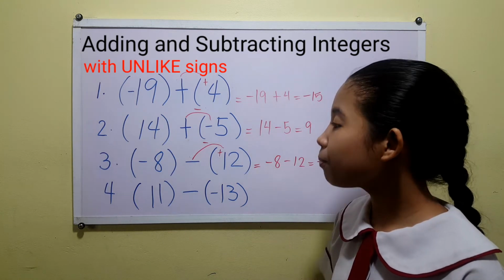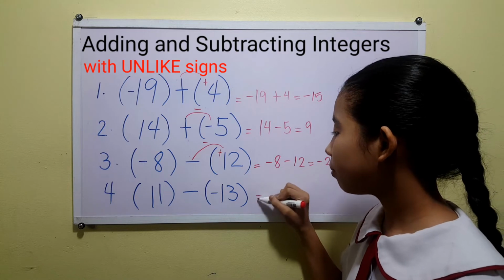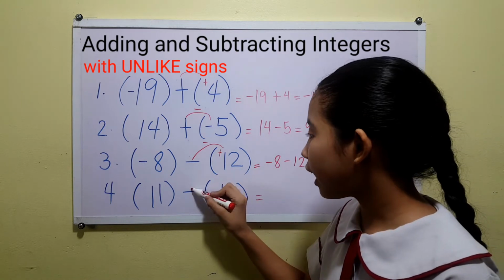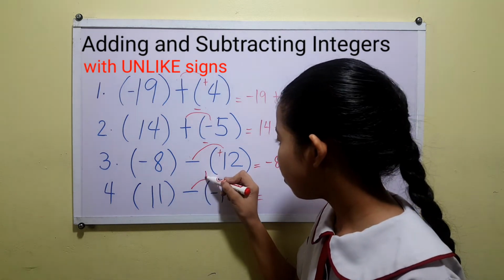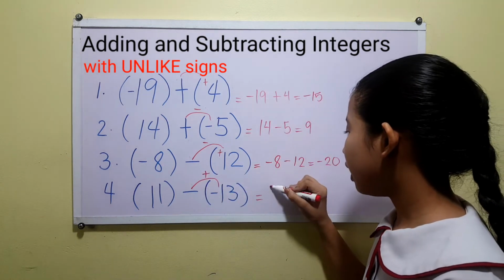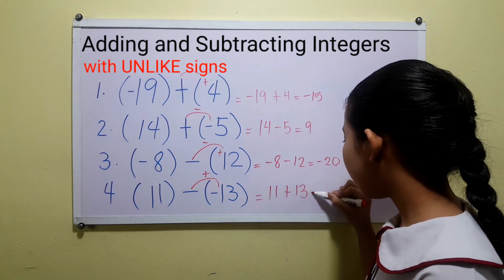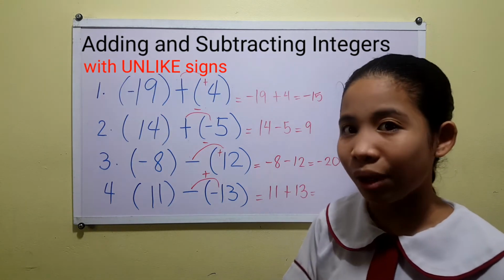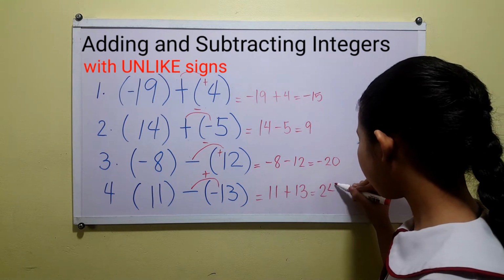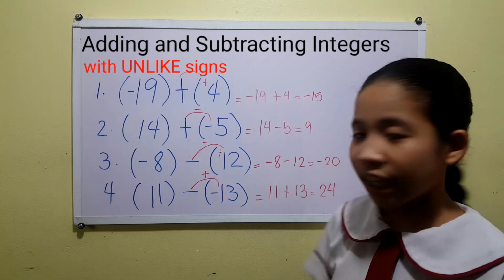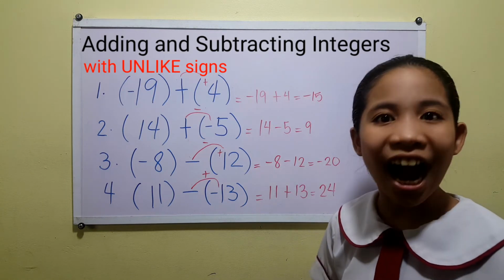Next, we have positive 11 minus negative 13. Remember that negative times negative is equal to positive. So we have 11 plus 13 is equal to 24. And that is how you can add and subtract integers with unlike signs.